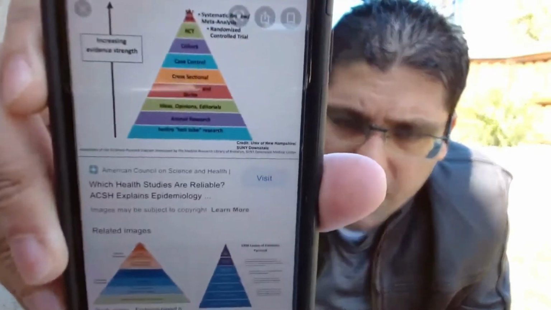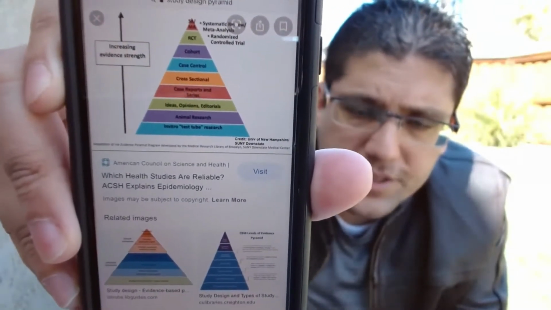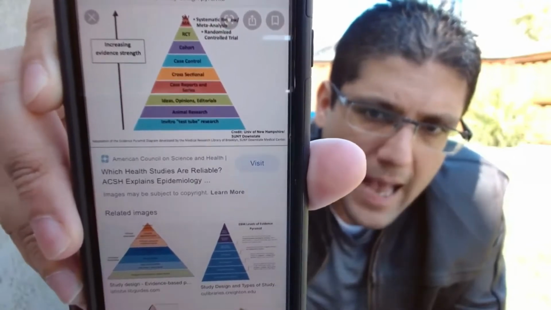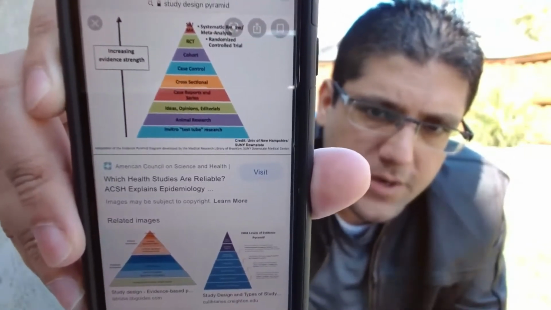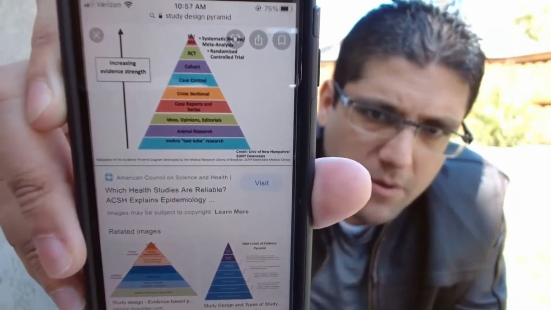That's why while discussing this, I want everyone to keep a picture of the study design pyramid in front of you. And I'm bringing it for you here. Okay, and look at this. This is the study design pyramid. Pretty clear, right? At the bottom is the in vitro test tube research. As we move up the pyramid, the strength of evidence increases. So the studies at the bottom are weak evidence, but the studies on the top are the strongest evidence.